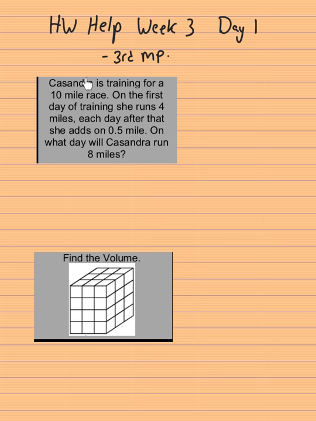And the problem says, Cassandra is training for a 10-mile race. On the first day of training, she runs 4 miles. Each day after that, she adds on 0.5 mile. It's half a mile. On what day will Cassandra run 8 miles?